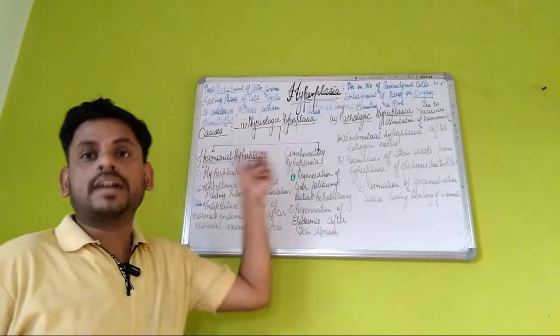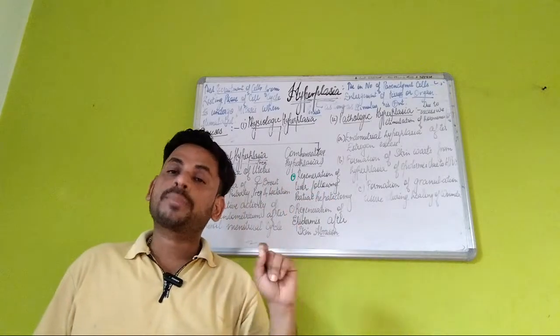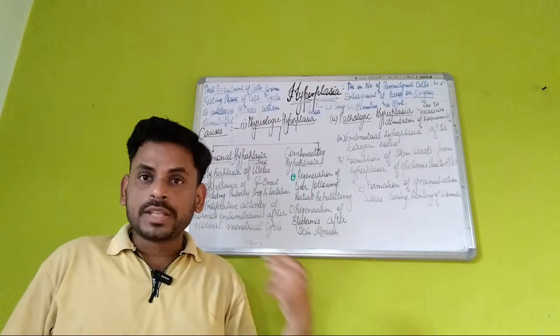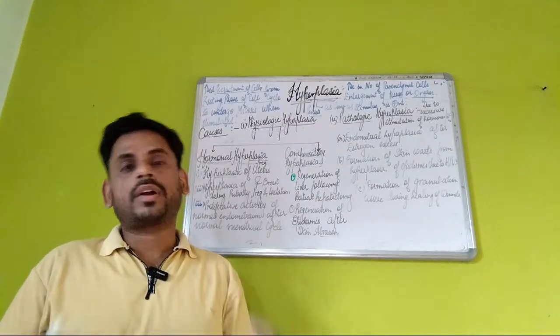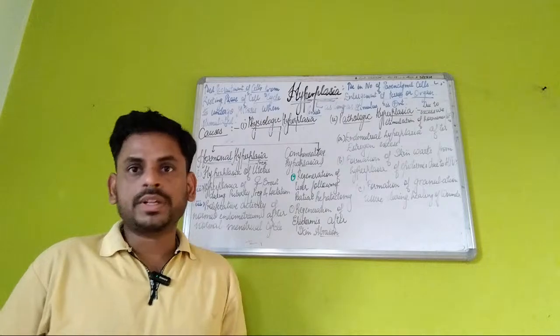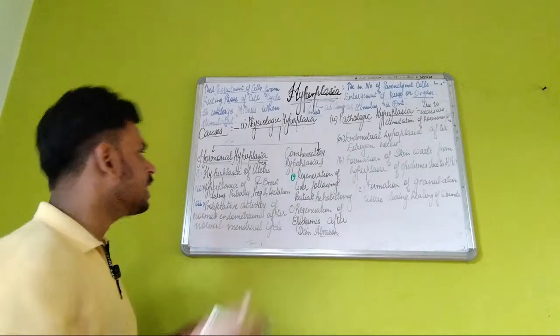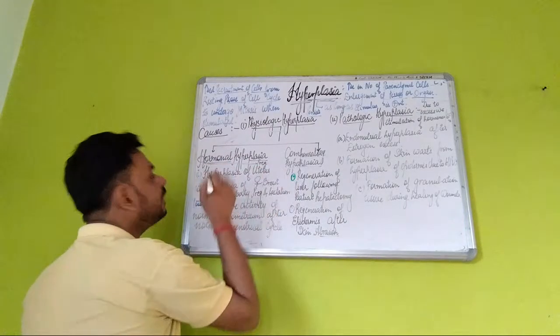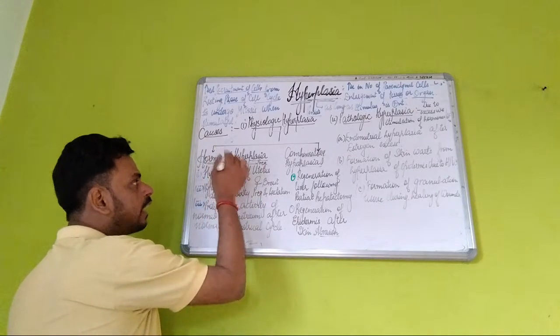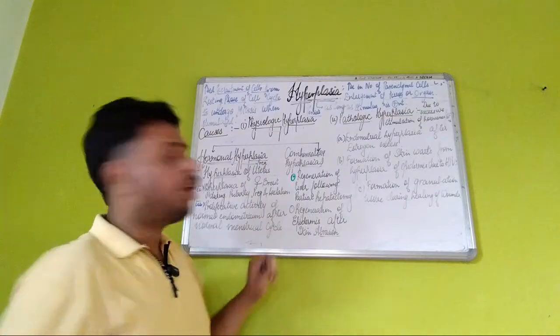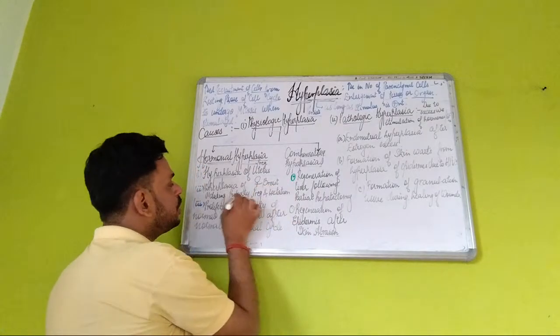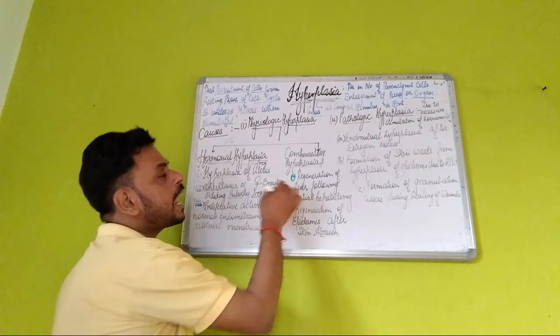The hyperplasia of the pregnant uterus is an example of hormonal hyperplasia, because under the influence of hormones like progesterone and estrogen there is an increase in the mitotic cell divisions of the cells of the uterus, and there is hyperplasia of the pregnant uterus. Next, under hormonal hyperplasia, we have the hyperplasia of the female breast during puberty, pregnancy and lactation.